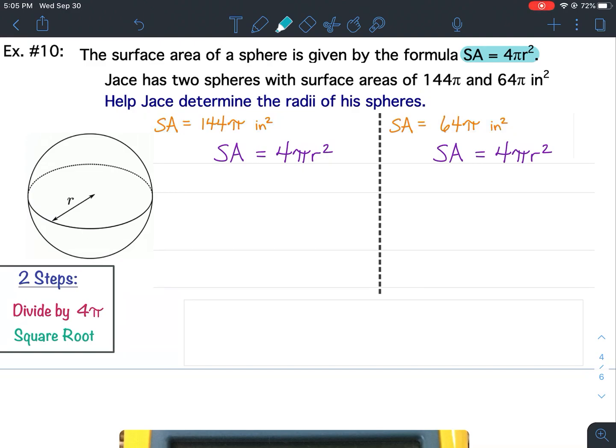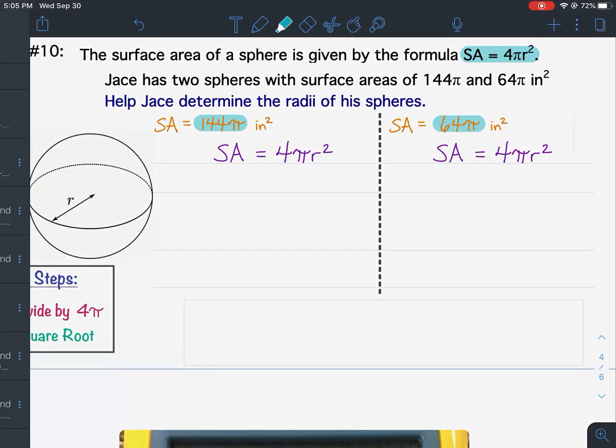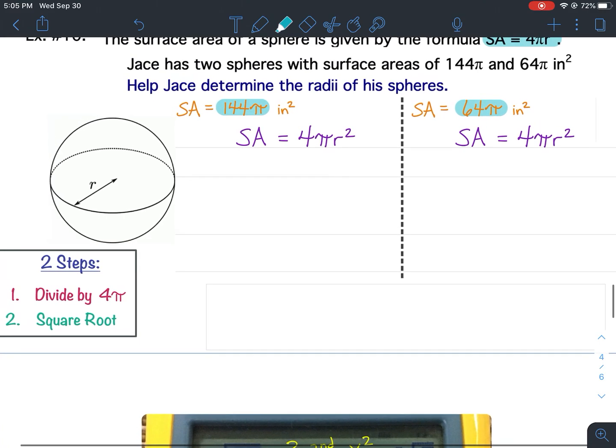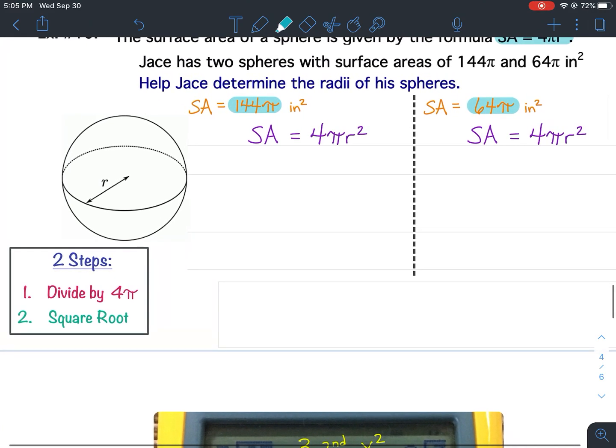All right, so the first thing I did was write the formula down. Surface area equals 4 pi r squared. I'm going to highlight my 144 pi. I'm going to highlight my 64 pi. Now before we do this, look at the bottom left corner where it says that there are two steps to solve this problem. Remember, our ultimate goal is to solve for the radius. What is with the radius? Well, the radius is being squared. It is also being multiplied by 4 pi.